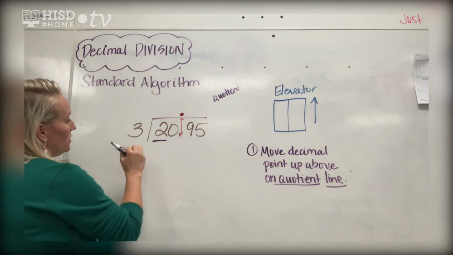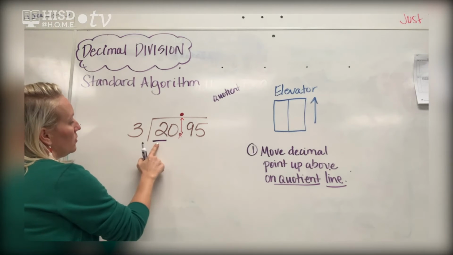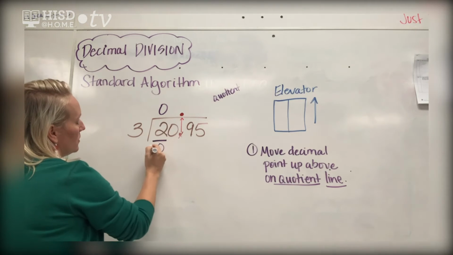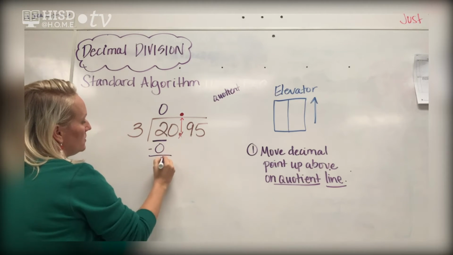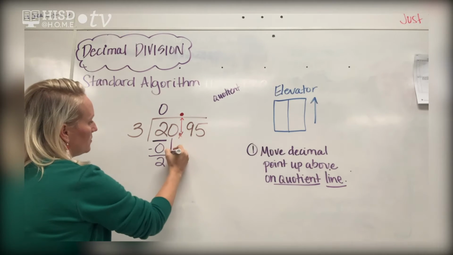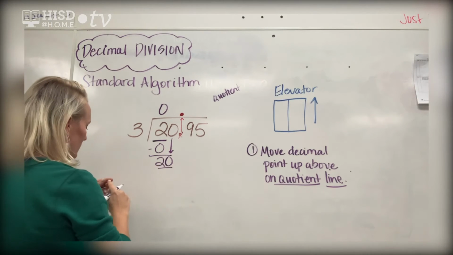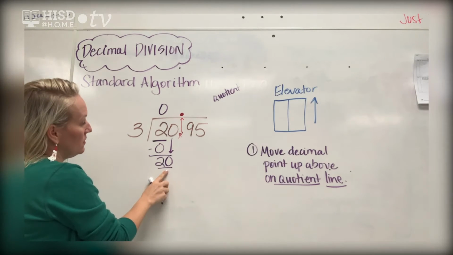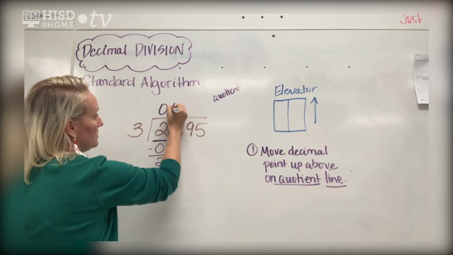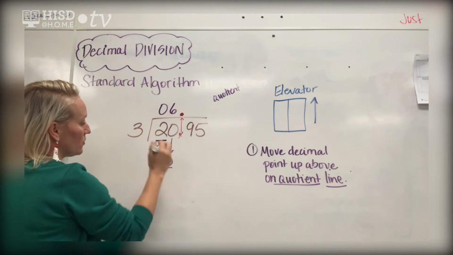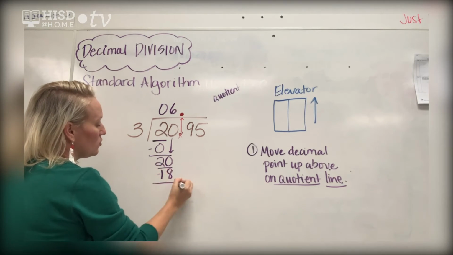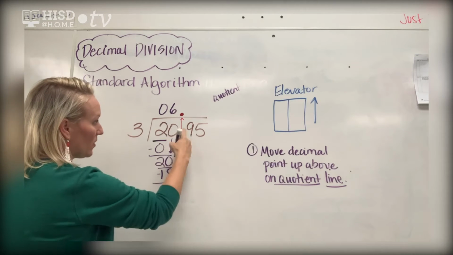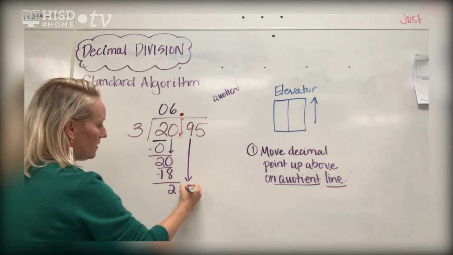All right, digit by digit. How many groups of 3 go into 2? None. 0 groups of 3 is 0. 2 minus 0 is 2. Bring down another 0. Now I have a 20. How many groups of 3 fit into 20? So the closest I think I could get is 6, because 6 groups of 3 equals 18. 20 minus 18 is 2. Remember, I don't have a decimal here, so I'm moving on to the 9.